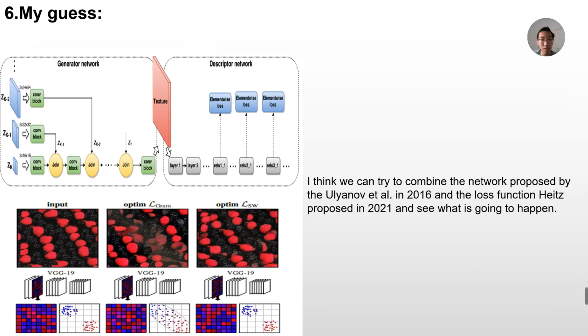And here is my guess. I think we can try to combine the network proposed by Ulyanov in 2016 and the loss function Heitz proposed in 2021, and we can see what is going to happen.